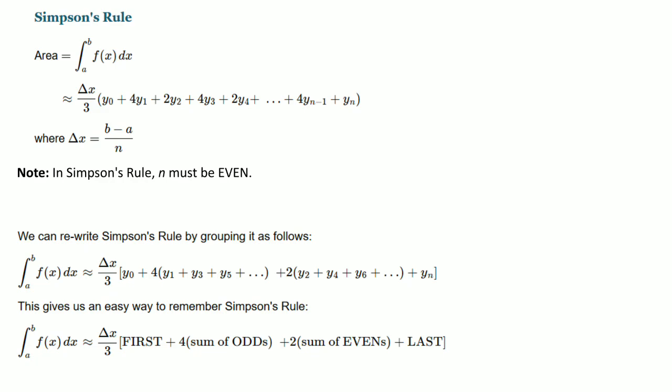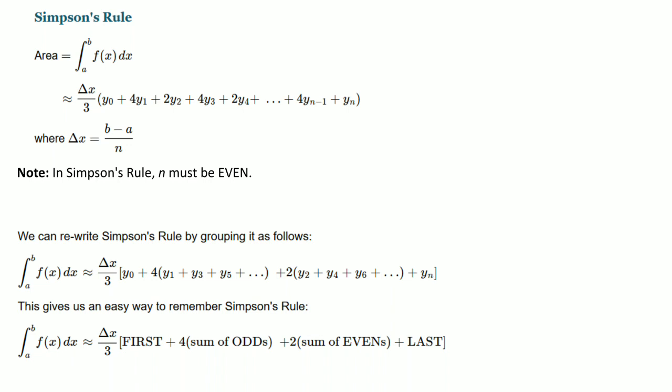Now the formula for Simpson's rule: area is equal to the integration given to you, with limits a to b, f(x) dx. First we are finding the value of delta x, which is nothing but b minus a, final value minus initial value, upon n. n is the number of strips. The formula is delta x by 3 times y0 plus 4y1 plus 2y2 plus 4y3 plus 2y4, and so on up to yn.